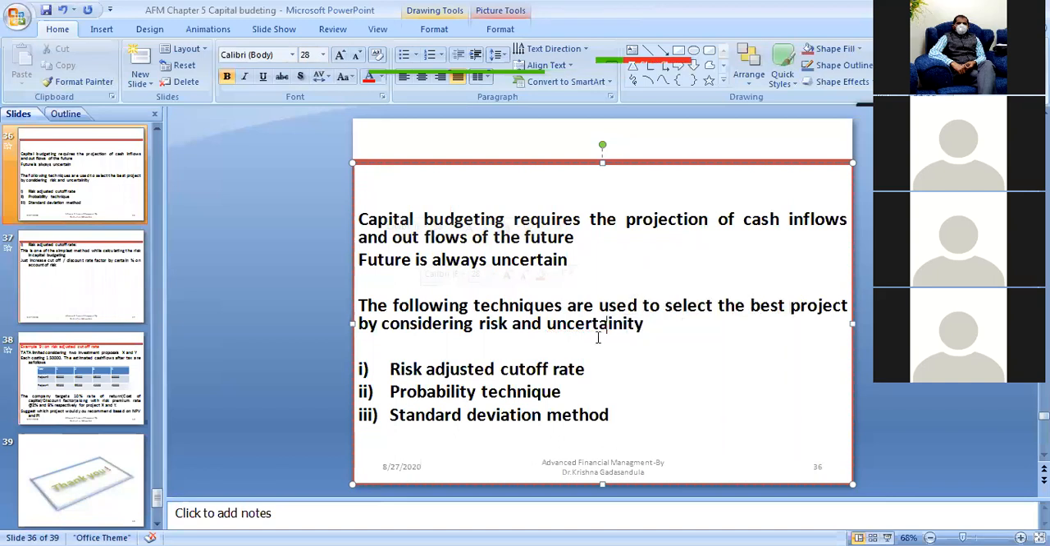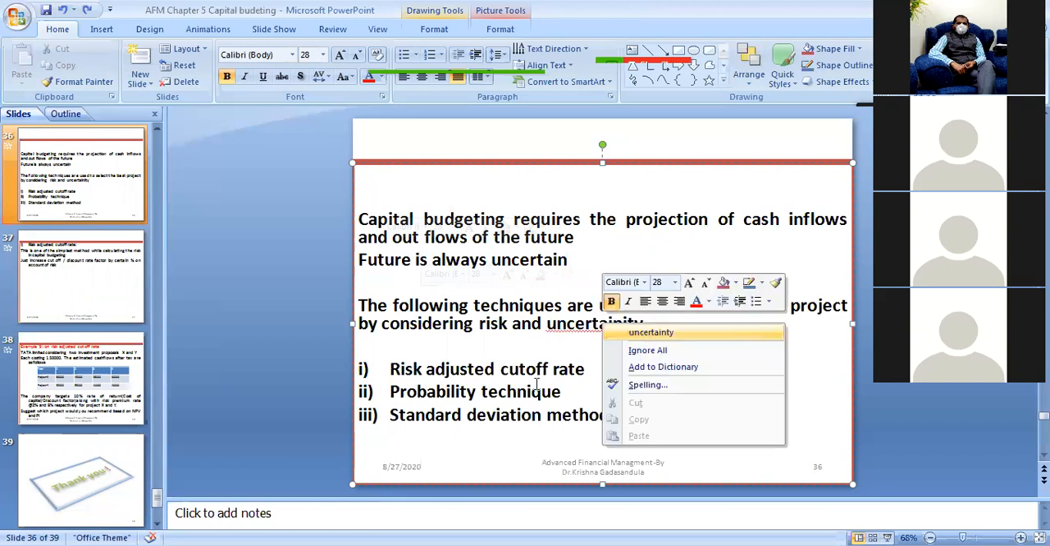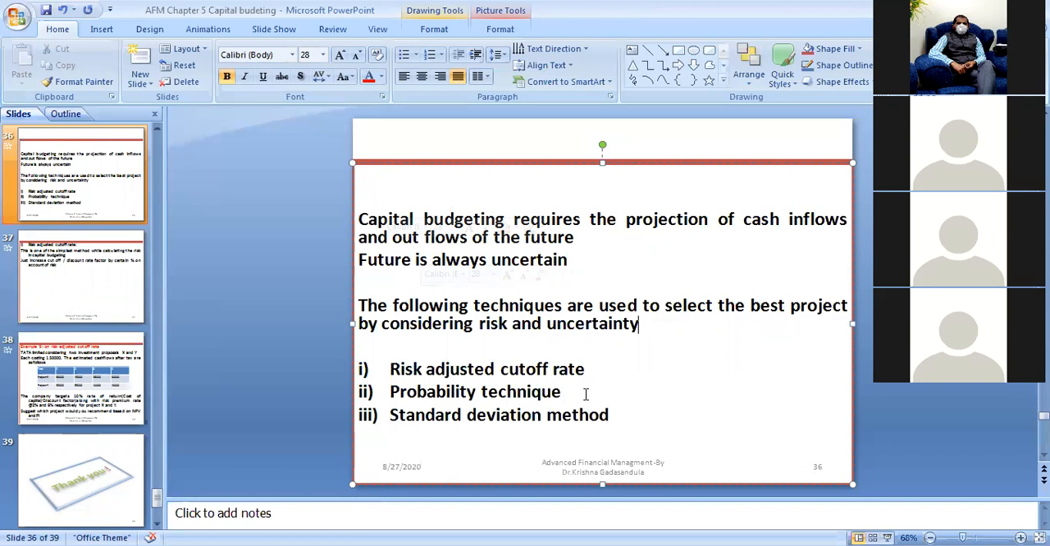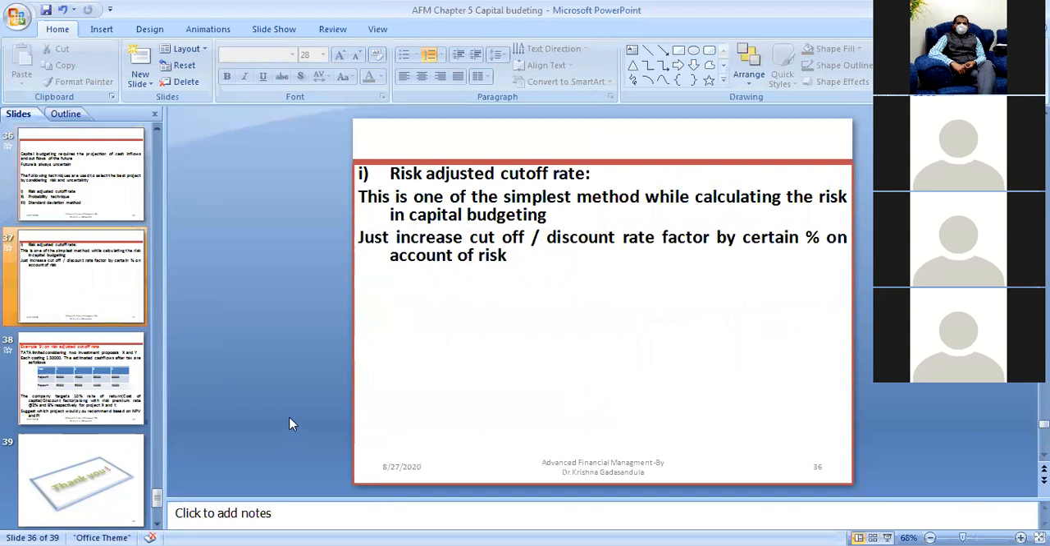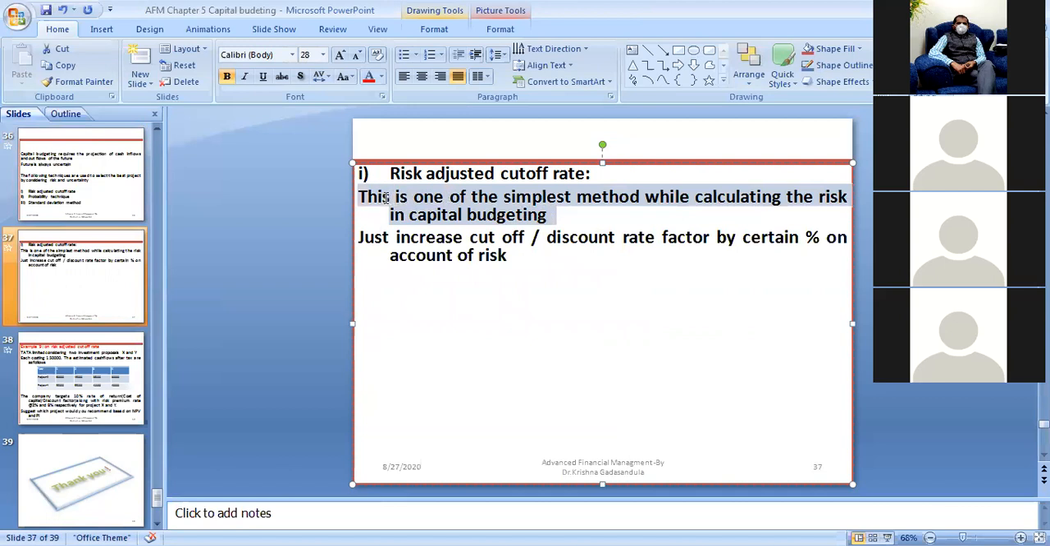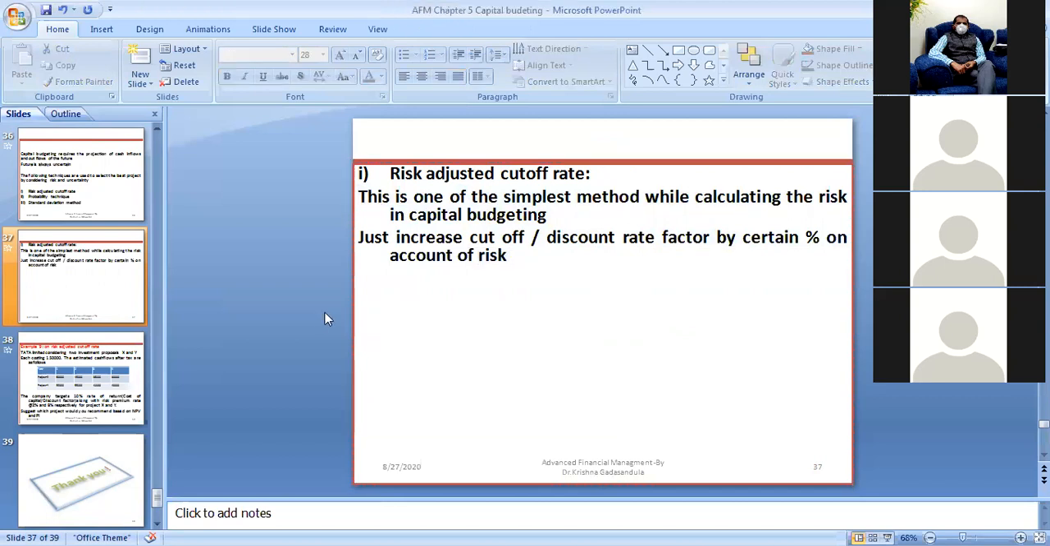Risk and uncertainty we can calculate. What are the techniques? Risk adjusted cutoff rate, probability technique, and standard deviation. These are the techniques that we can use as risk adjusted methods for an uncertain future. Risk adjusted cutoff rate is the simplest method of accounting for risk in capital budgeting. Just increase the cutoff rate or discount rate by a certain percent on account of risk. Just increase the risk factor. That's enough. Nothing else is different.